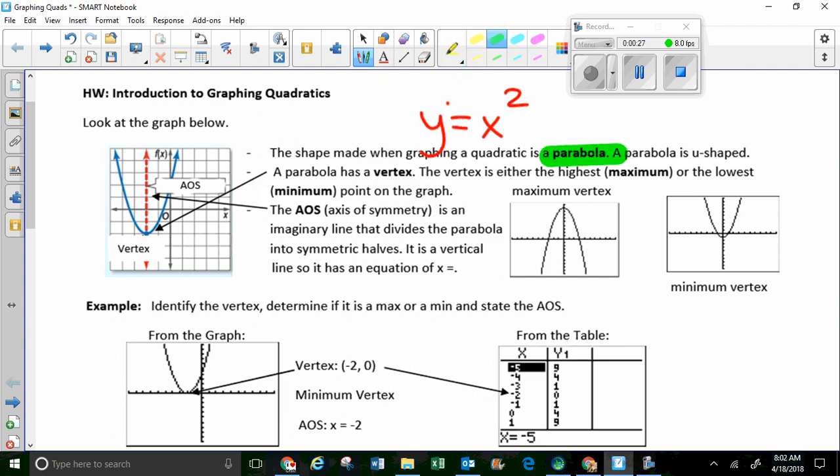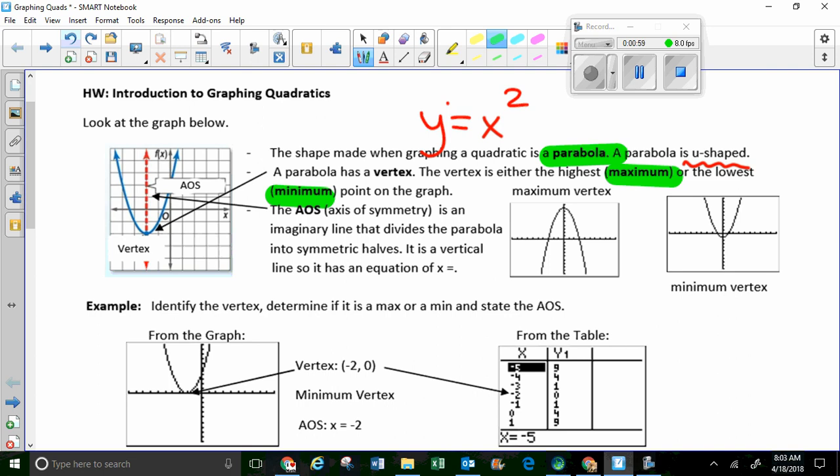It's a parabola, which means it's a U shape. So as you can see over here on the graph, this is my parabola. It's shaped like a U. And a parabola has something called a vertex. The vertex is either the highest, which is the maximum, or the lowest, the minimum, point on the graph. You've probably heard those words before, maximum and minimum. Max would be the highest, min would be the lowest.